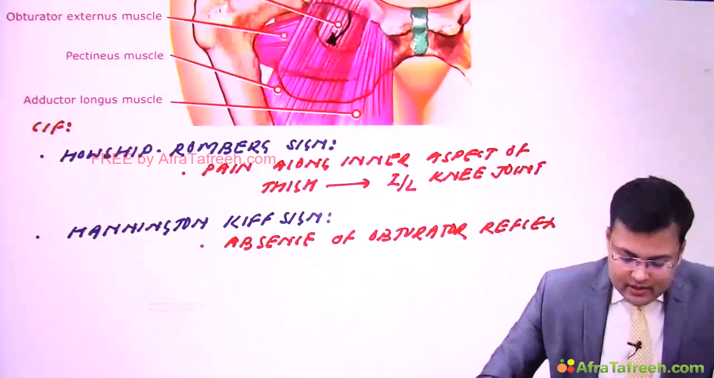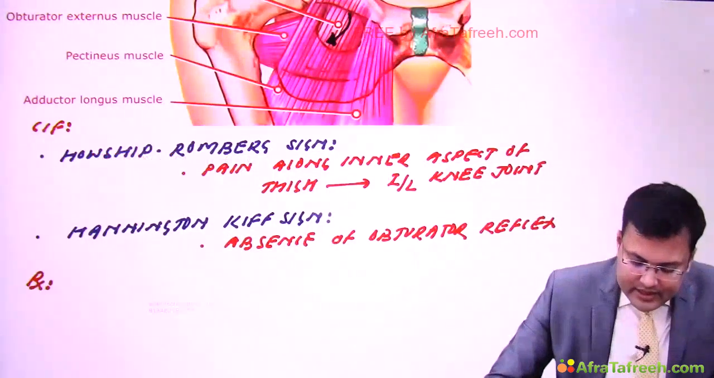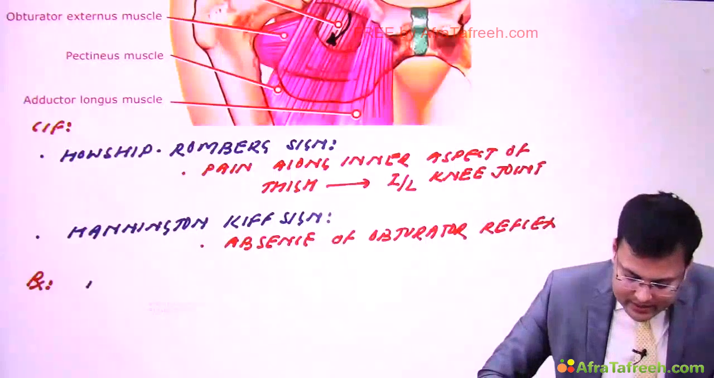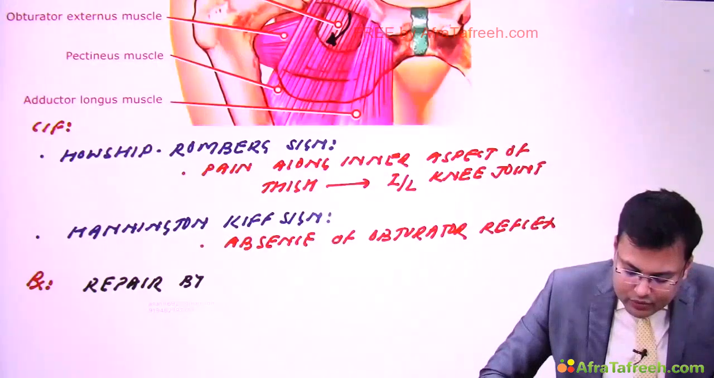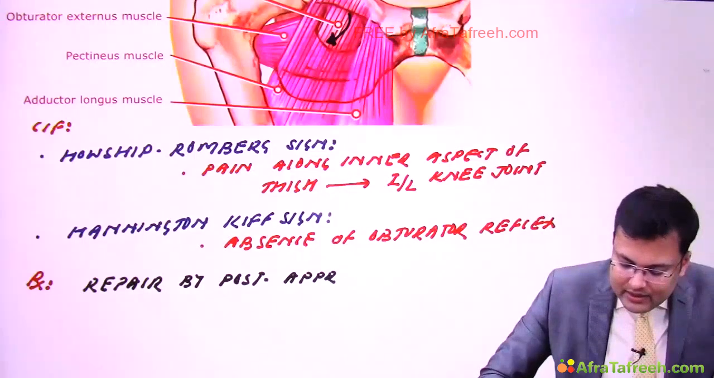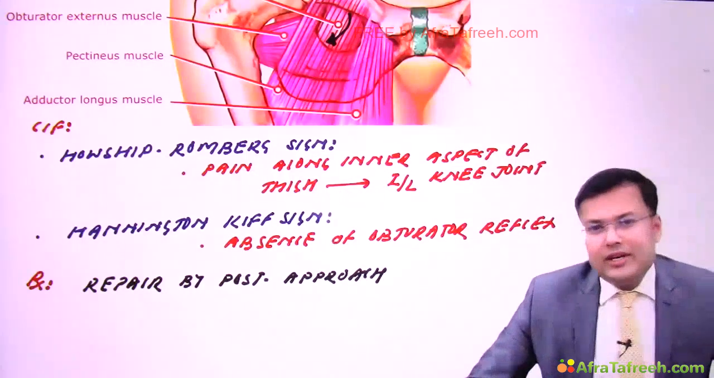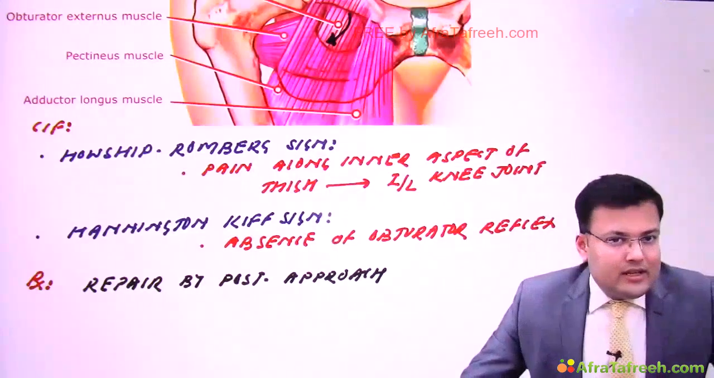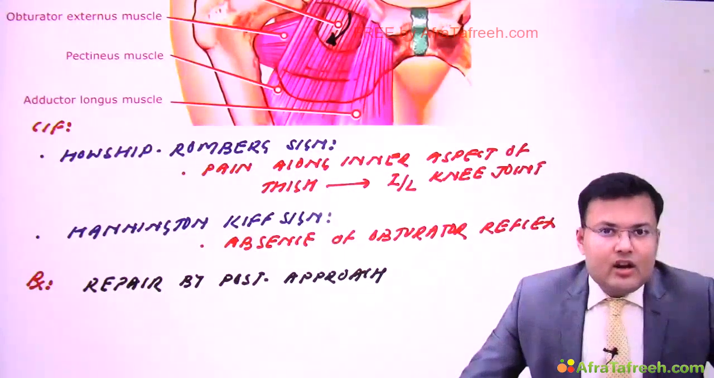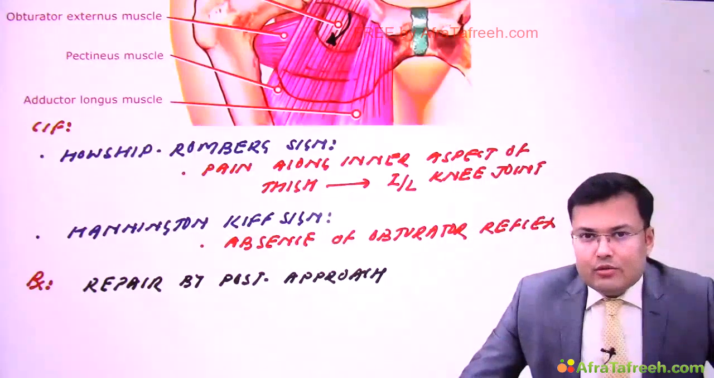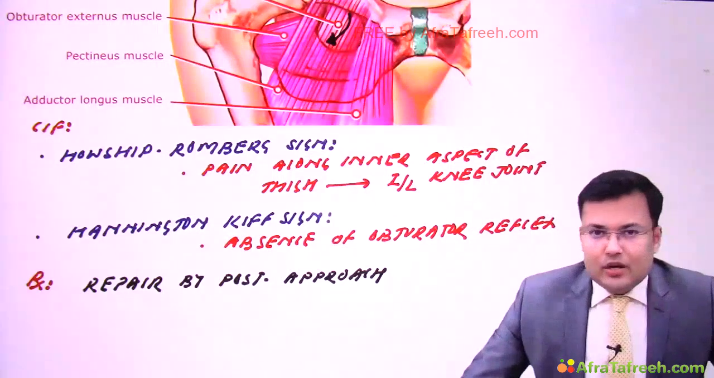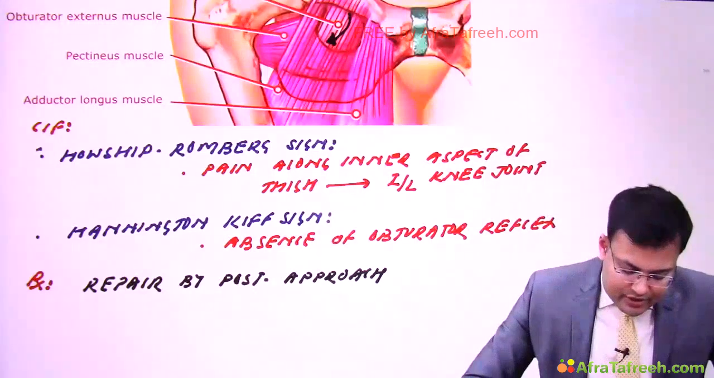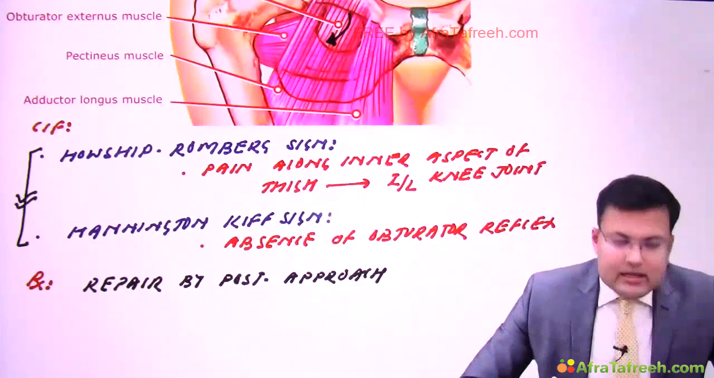So see the treatment here. Repair is done by posterior approach. So this is how we manage the patients of obturator hernia. Here everything related to obturator hernia is obturator nerve, obturator vessels. So there is compression of obturator nerve, and because of that these clinical signs are seen.